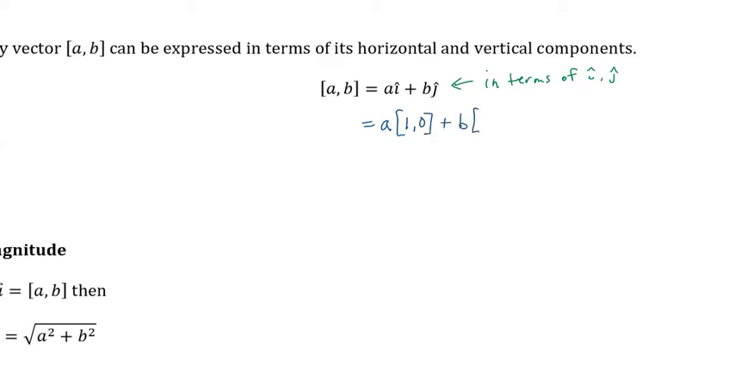I multiply the unit vector i hat by a and the unit vector j hat by b. And to write it out in its horizontal and vertical components, I could do it like that.